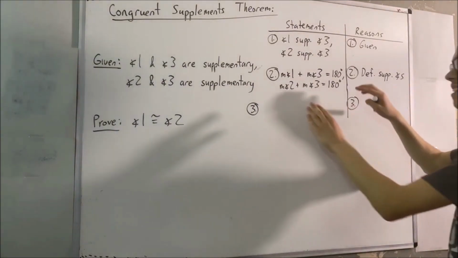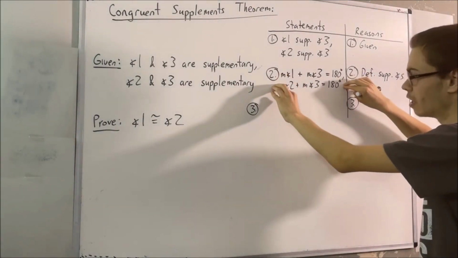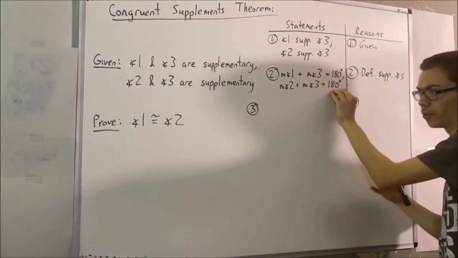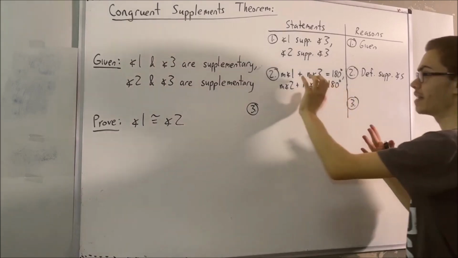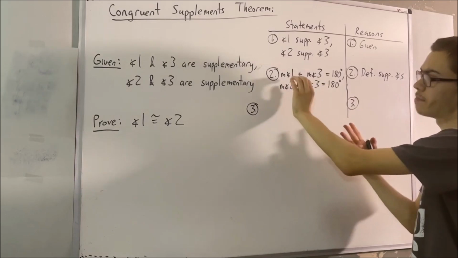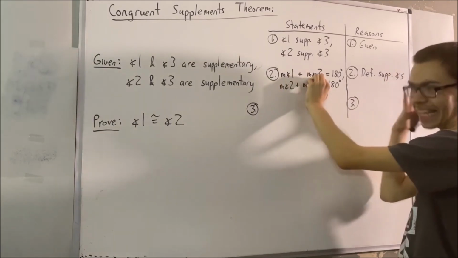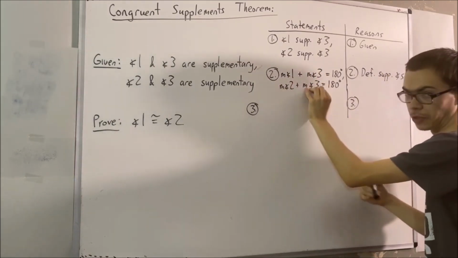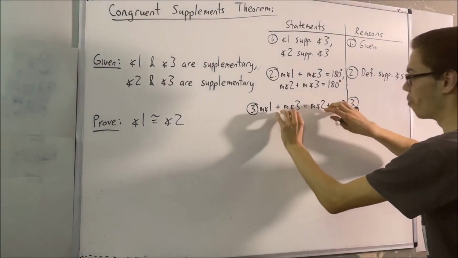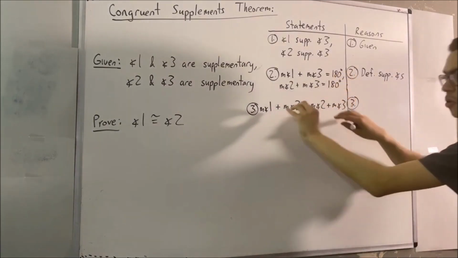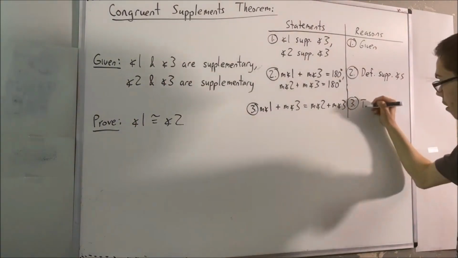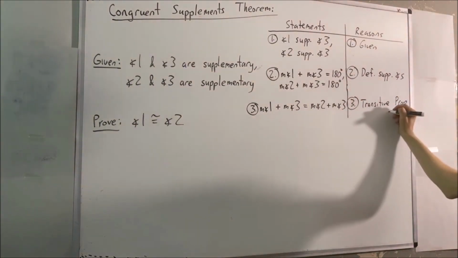Now, take a look at what we wrote here very carefully. Notice that we have two things that are both equal to 180 degrees. Therefore, we can set these two things equal to each other. That is, we can say that measure of angle 1 plus measure of angle 3 equals measure of angle 2 plus measure of angle 3. And that's just because these two things are both equal to 180 degrees, so they must be equal to each other. If you recall, this is the transitive property. More specifically, the transitive property of equality.